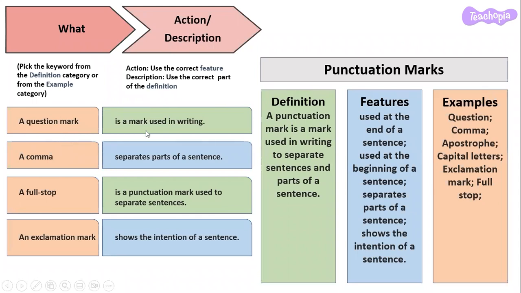So we most often see that when we are talking about an action, we most often use phrases that come from the features category. When we talk about a description or a quality, we most often use phrases that come from the definition category. So let's take a look at that. A comma separates part of a sentence. Here, the block 2, separates part of a sentence, is taken from the features category. It is an action that is taken from the features category.